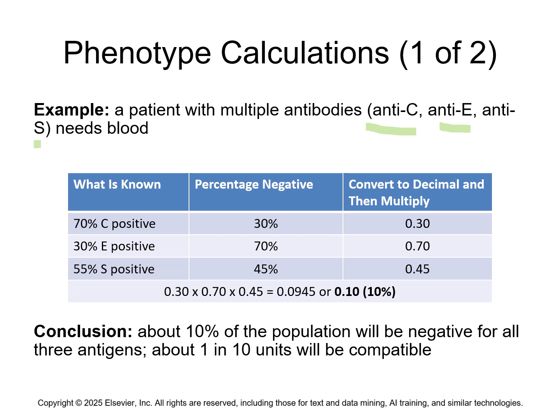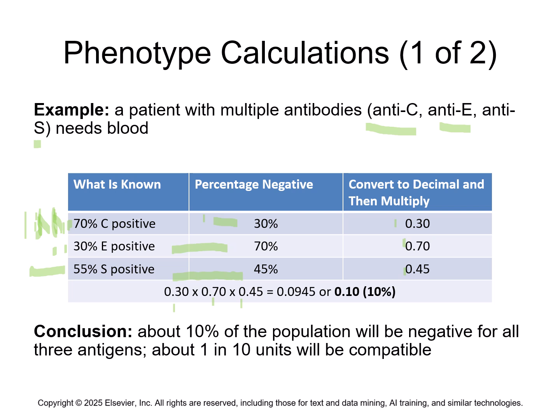And so we subtract 70 from 100. So 100 minus 70 gives us 30%. 100 minus 30 gives us 70%, and 100 minus 55 will give us 45%. We convert that to a decimal and we multiply them together. So 0.3 times 0.7 times 0.45 will give us 0.0945. We'll go ahead and round up.